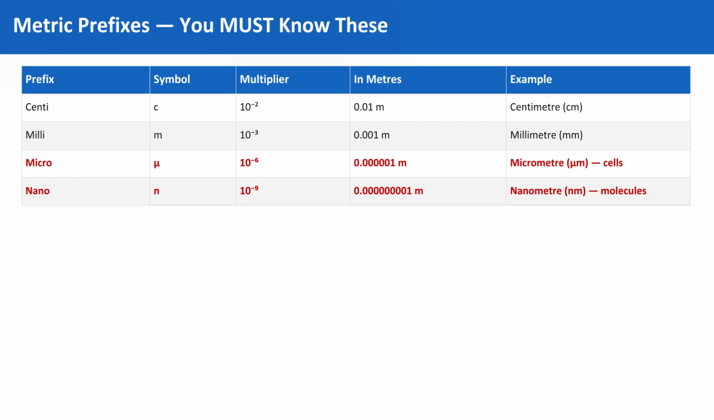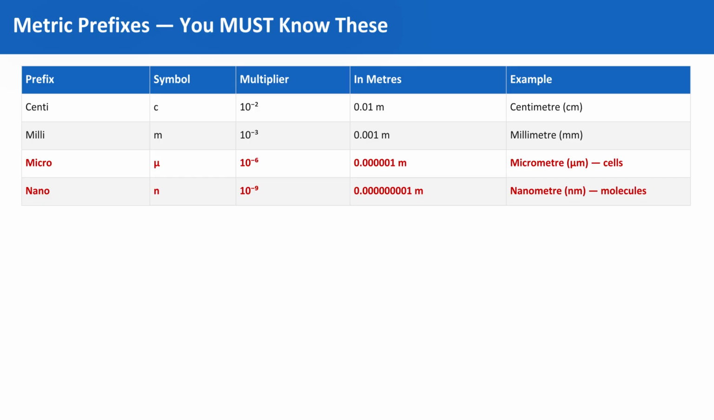Let's now learn the metric prefixes that you must know. Centi means 100. So, a centimeter is 0.01 meters. Milli means 1000. So, a millimeter is 0.001 meters. Micro, written as the symbol µ, means 1 millionth. This is the unit we use for cells.